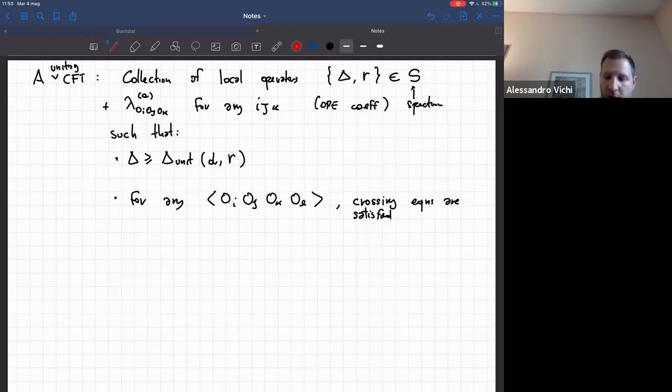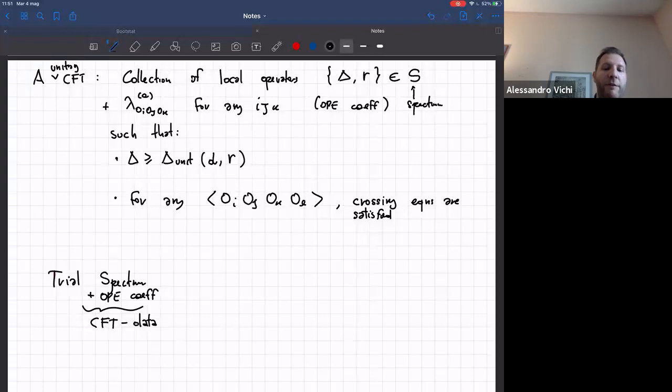The idea is to develop a method that allows us to test a trial spectrum and OPE coefficients. You will hear that the word CFT data just means spectrum plus OPE coefficients. Given such a choice of dimensions, quantum numbers, and OPE coefficients, you would like to be able to say whether this choice is consistent at least with a finite number of crossing equations. Eventually you can increase this finite number and hope to satisfy all crossing conditions.